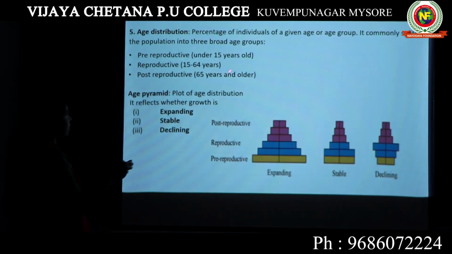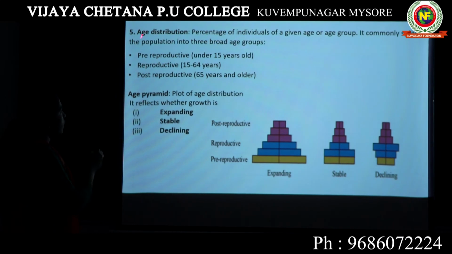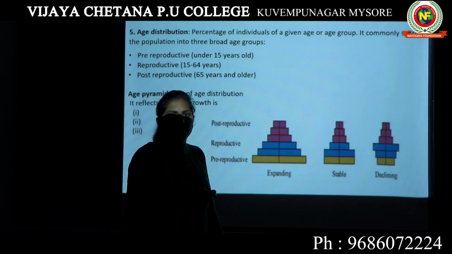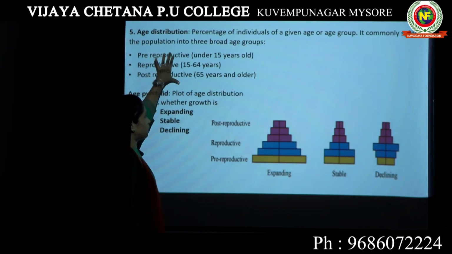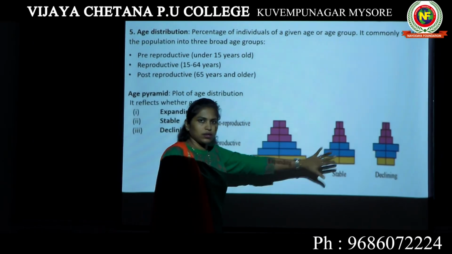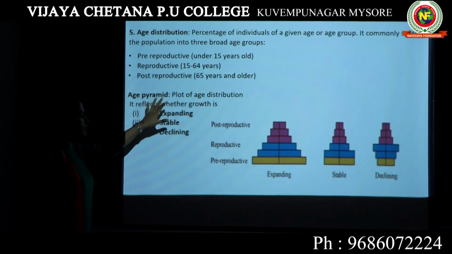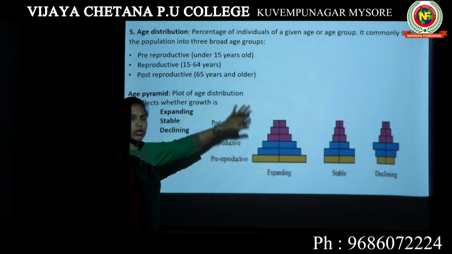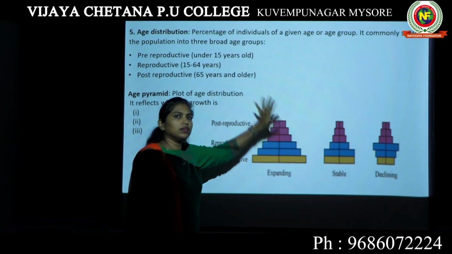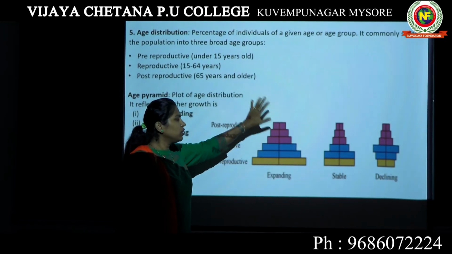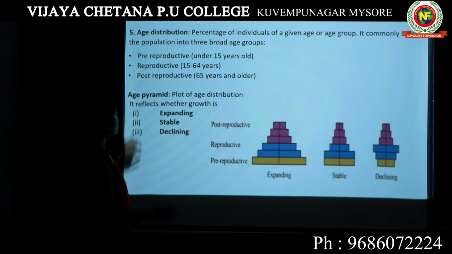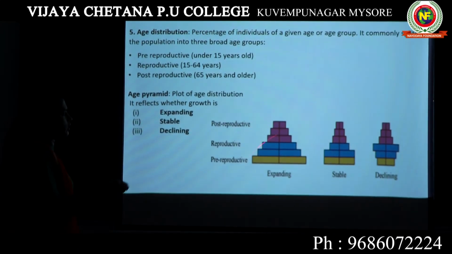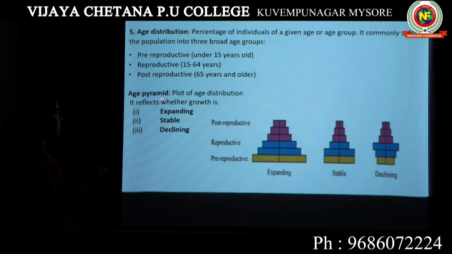In order to explain this clearly, we can draw something known as an age pyramid. An age pyramid is a pyramid where you will plot the age distribution. What you have studied in age distribution, the same thing you will plot in your age pyramid. It's a pyramid indicating age distribution. This age distribution and age pyramid will be done compulsorily in all the countries. When you plot the age distribution in the form of a pyramid, we call it an age pyramid.